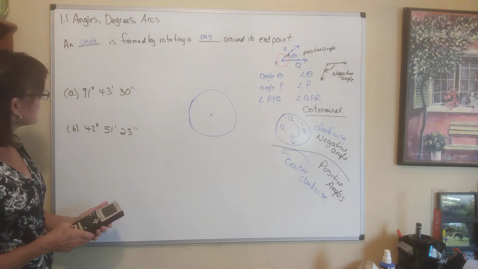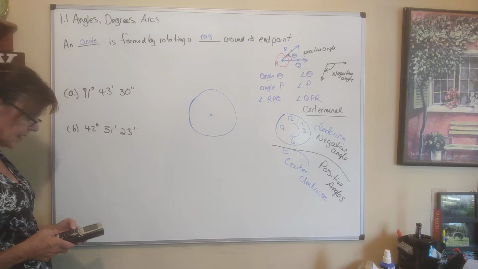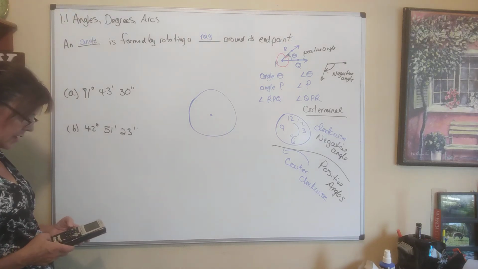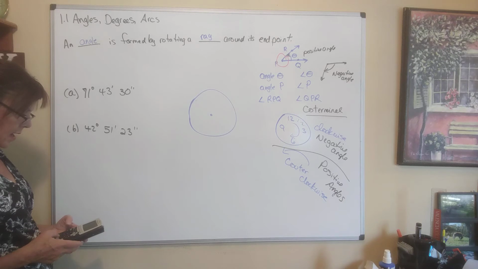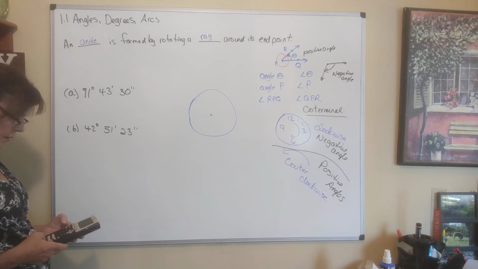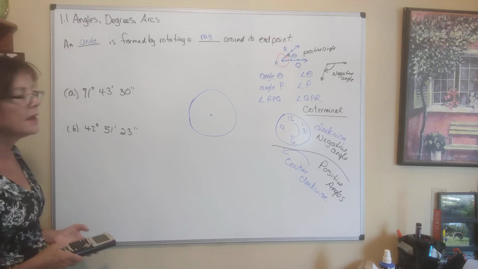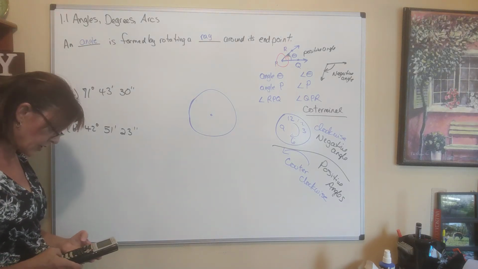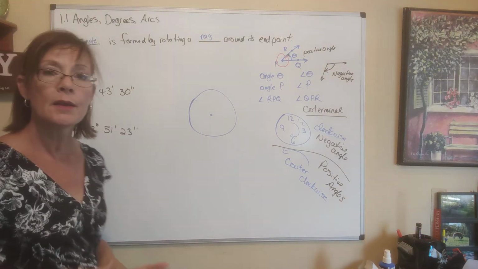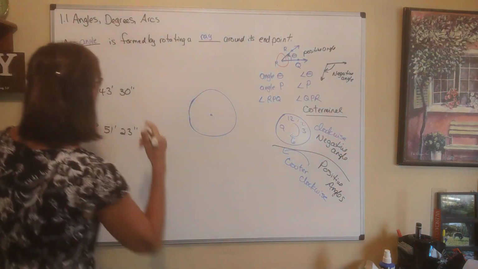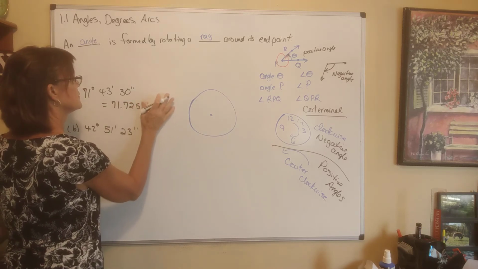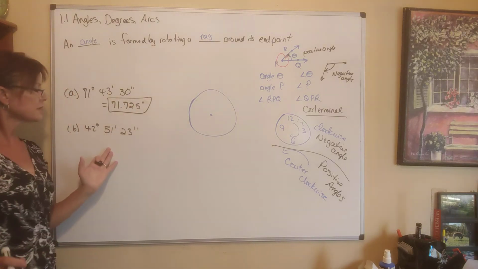I'll say 71 degrees. So I hit second angle 1, 43 minutes, second angle 2, and now I have to enter 30 seconds, 30 alpha plus, and then when I hit enter, I get 71.725 degrees. That's what that one is. Okay? Let's do the same thing here.